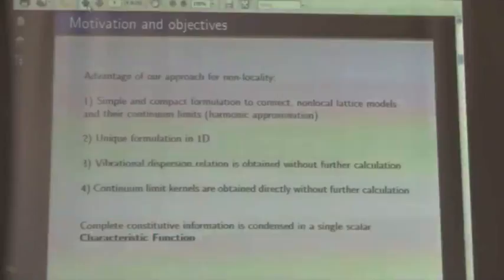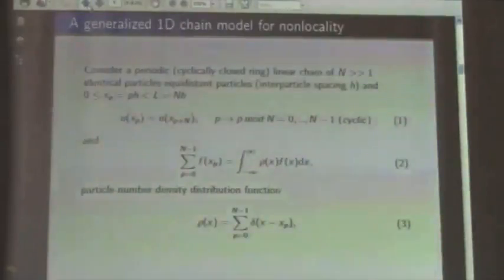So we start now by claiming that the complete constitutive information for the one-dimensional chain can be condensed in a single scalar function which we call the characteristic function. So it contains all. Let's first of all consider what kind of system we look at.